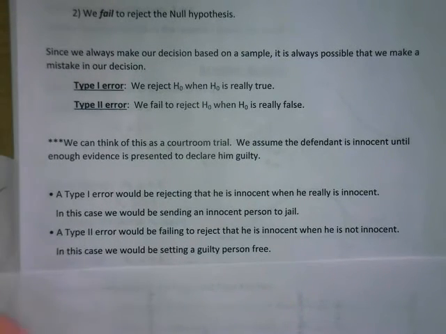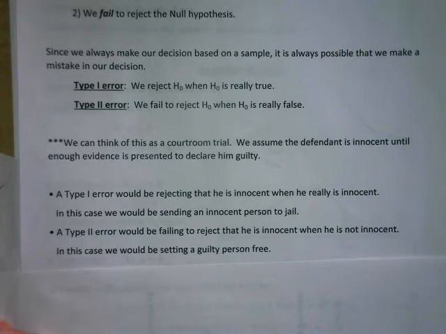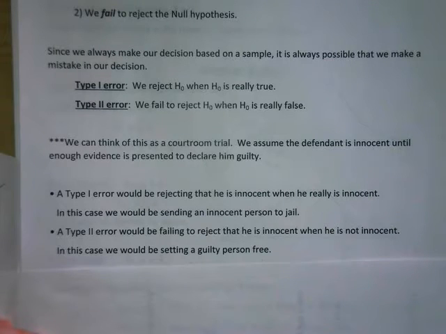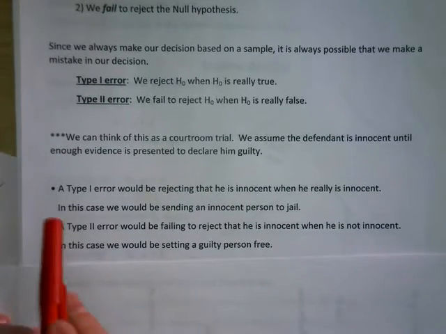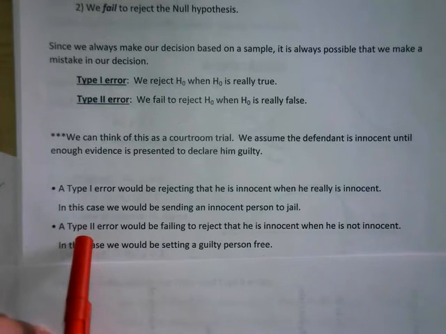A type 2 error would be failing to reject that he's innocent when he is not innocent, which in this case would be setting a guilty person free. So we fail to reject he's innocent. We're basically saying he's not guilty when he really is not innocent. So we set a guilty person free. That's a bad mistake to make also. Now, most people would agree that a type 1 error is the worst, because then you have innocent people sitting in jail. And a type 2 error, although it's bad, isn't as devastating as a type 1 error.